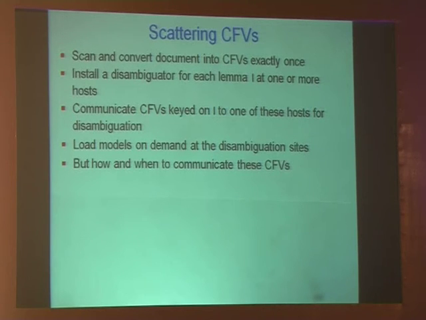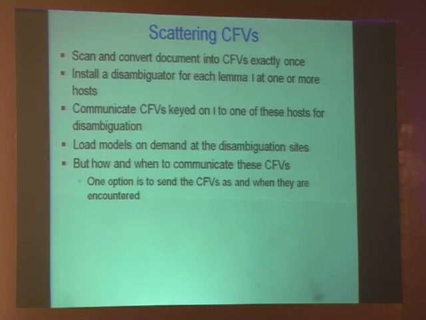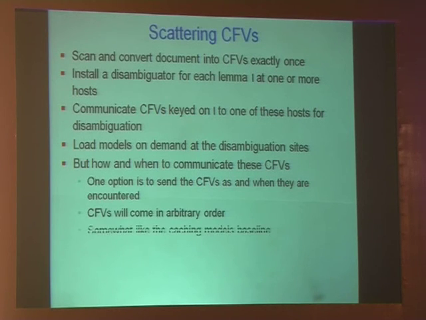Now the question is how and when to communicate those CFs. Do you totally materialize them on disk and only then send them, or do you send them on the fly? One approach is to send the CFs as and when they are encountered, but this is quite similar to the caching model baseline, since CFs will be received by those disambiguation sites in totally random order. And our experience with the caching model baseline says that we should rather refute this approach.